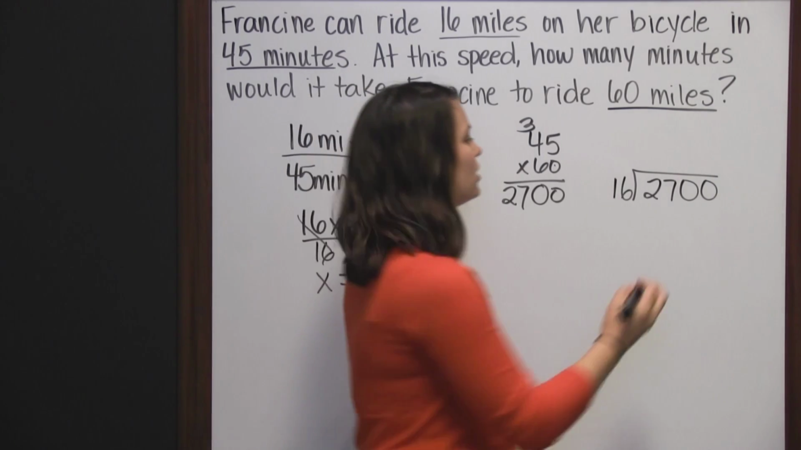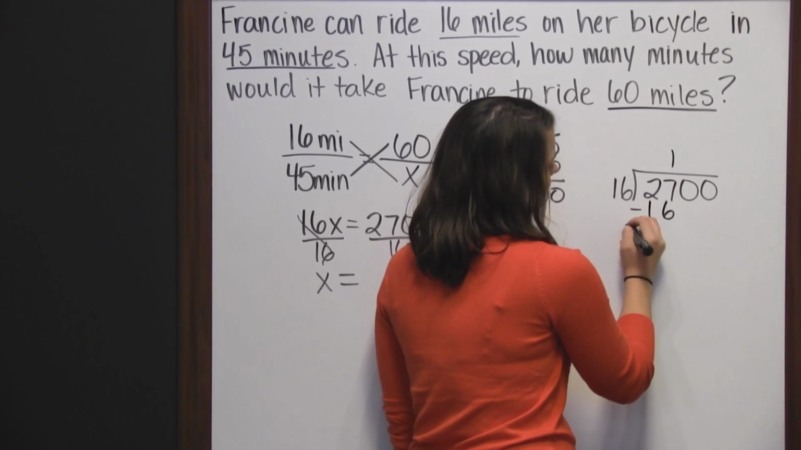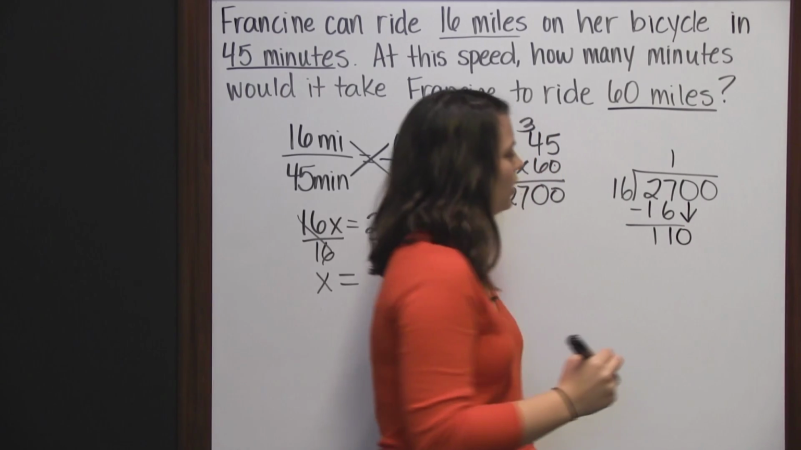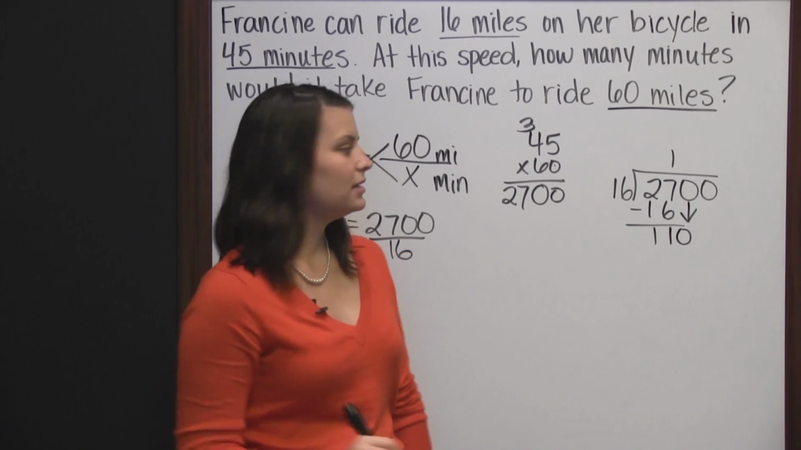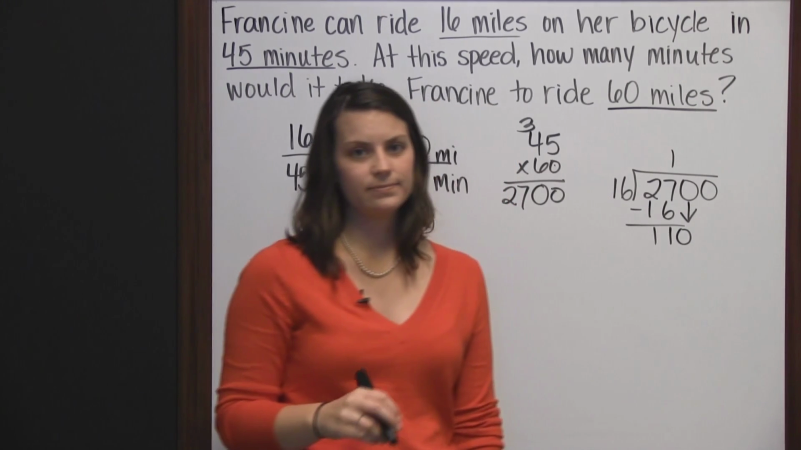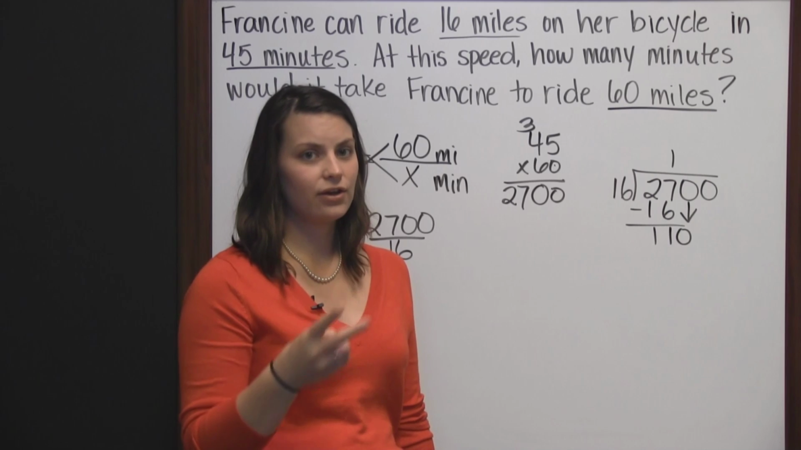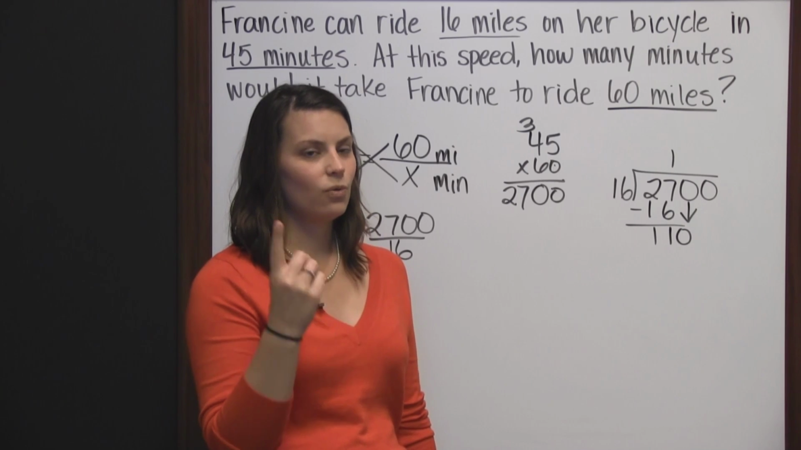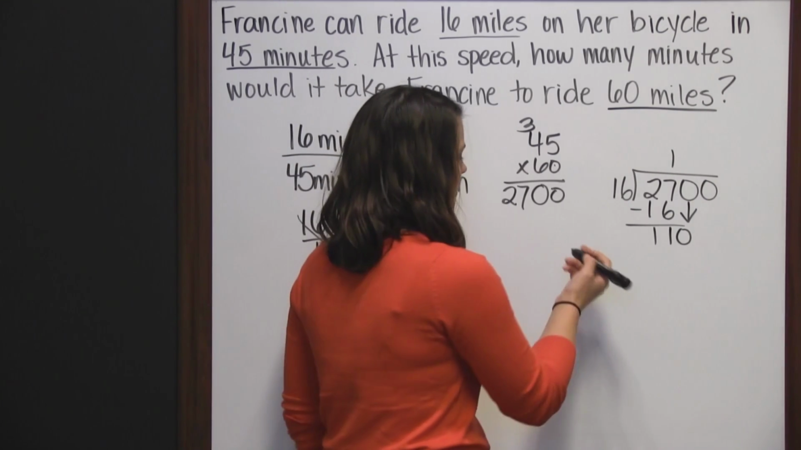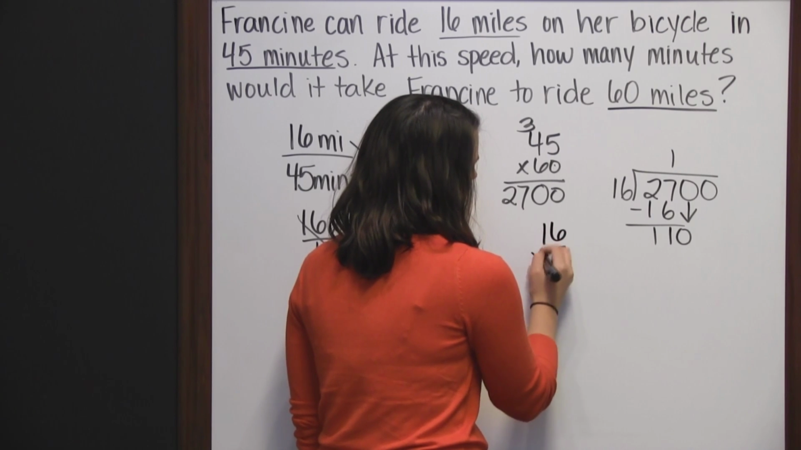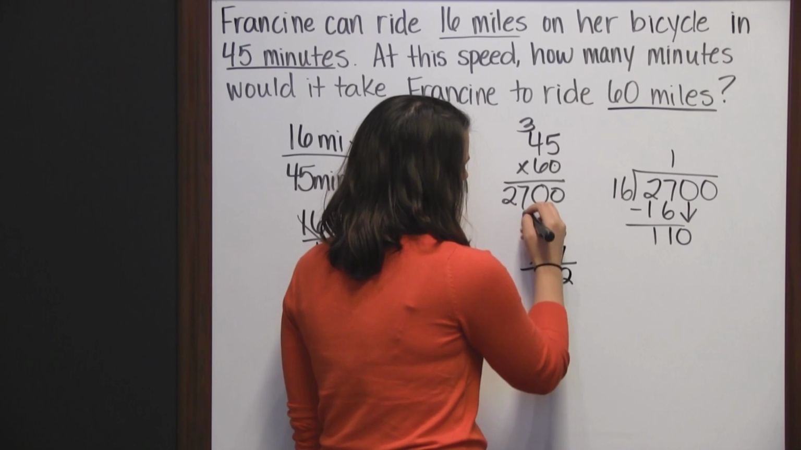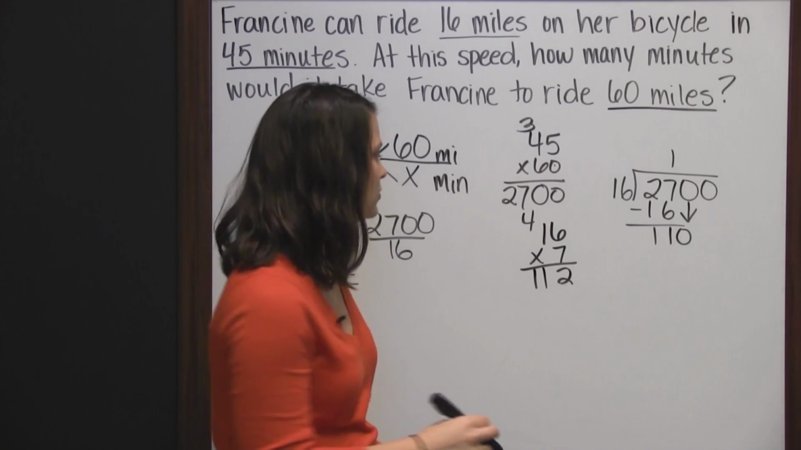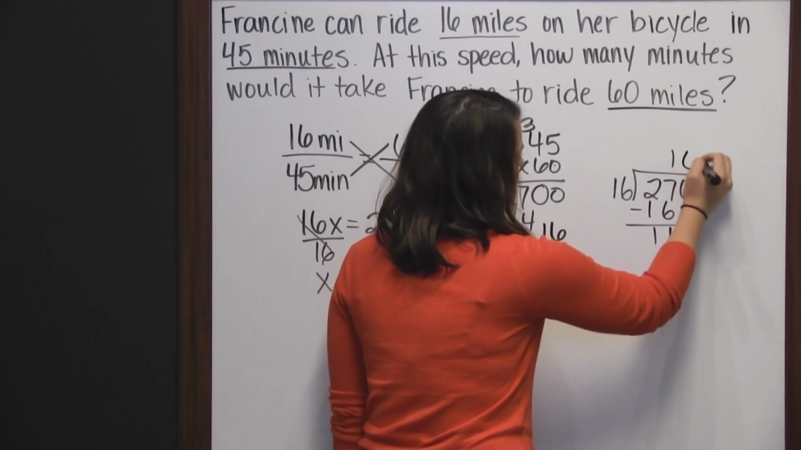16 goes into 27 one time. And that's 16, and we subtract and get 11. Then we bring down our 0. We could use 15 as a compatible number to see how many times 15 would go into 110. So we have 15, 30, 45, 60, 75, 90, 105. So 7 times. So let's see if 16 will go into 110 7 times. 7 times 6 is 42. 7 times 1 is 7, plus 4 is 11. And that's a little too big, which means I know 16 goes into 110 6 times.